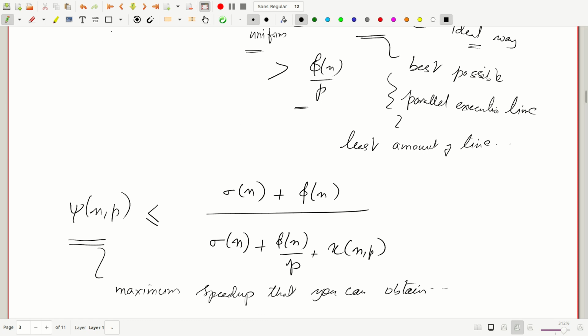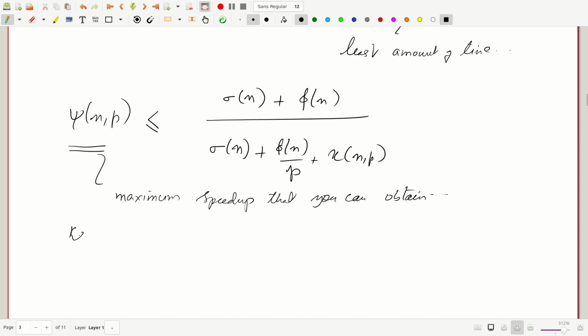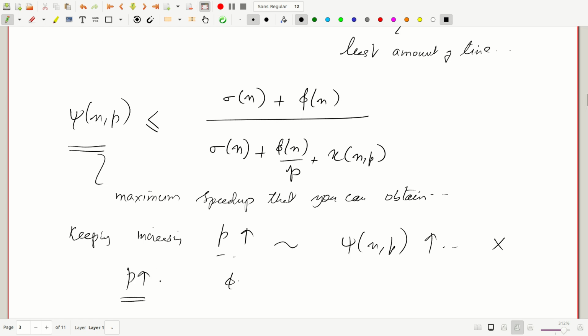Now, at first look, it may appear that on any particular problem, if we keep increasing the number of processes, the speed up increases, but that is not correct, because as we keep increasing the p, your phi n by p of course goes down.